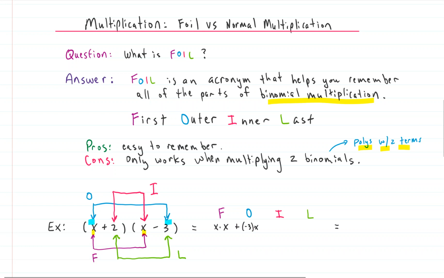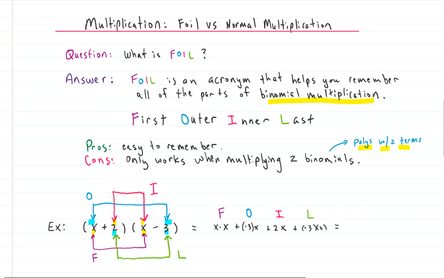The inner would be the two terms in the middle, so the 2 and the x. So we have plus 2x. And the last would be the last term in each of the polynomials. So we have the green, the 2 and the negative 3. So we have first, outer, inner, last, and we have all of the polynomial multiplication steps down.